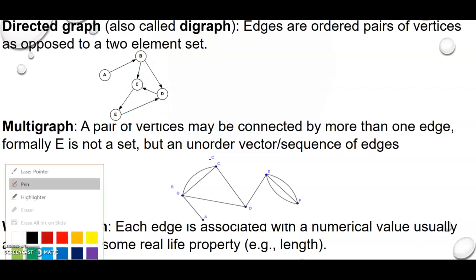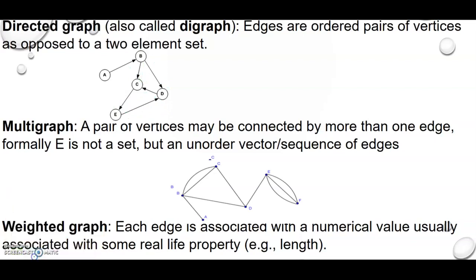And next one, it's about multigraph. In a multigraph, a pair of vertices may be connected by more than one edge. Formally it is not a set but an unordered vector or sequence of edges. See, this is a type of tool. When I partition it, we can get two. If I do like this, this is one graph and this is one graph, so it represents a multigraph. Two or more graphs can be split and obtained from this into an unordered vector sequence of edges.